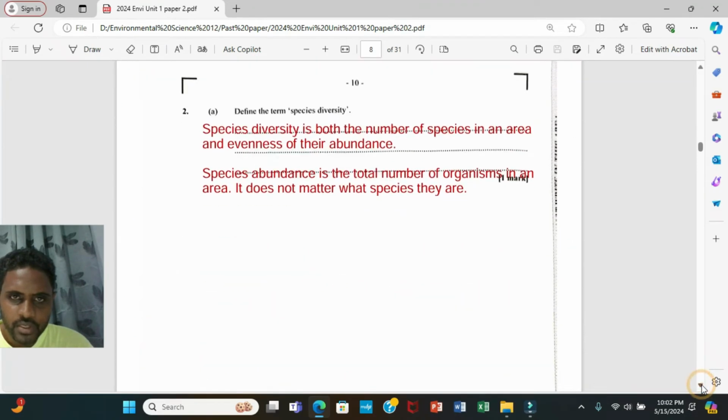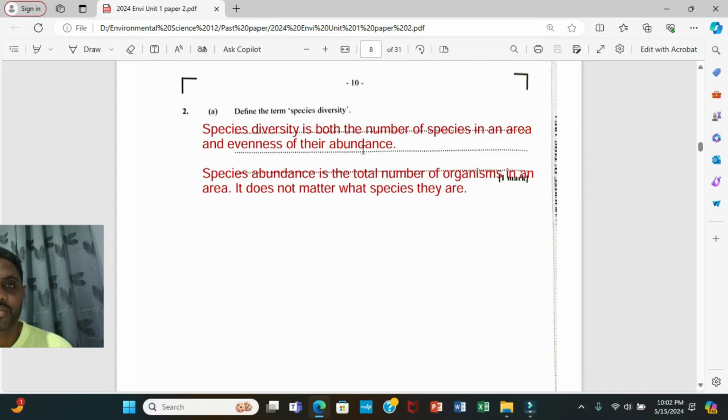Question 2 says, define the term species diversity. Species diversity is both the number of species in an area and the evenness of their abundance. Species abundance is the total number of organisms in an area. It does not matter what species they are. In other words, when defining species diversity, you could say it is the total number of different organisms within an ecosystem. That would be a definition.